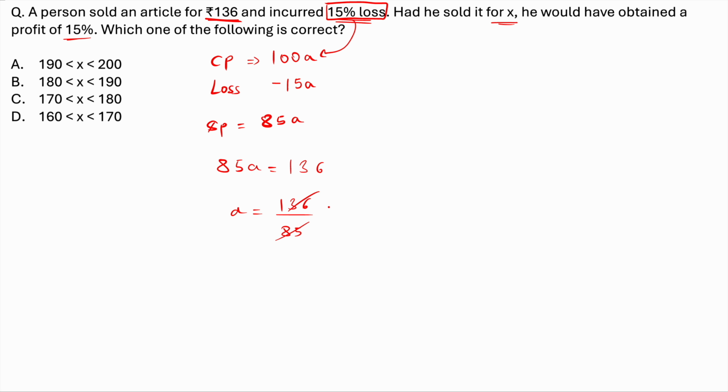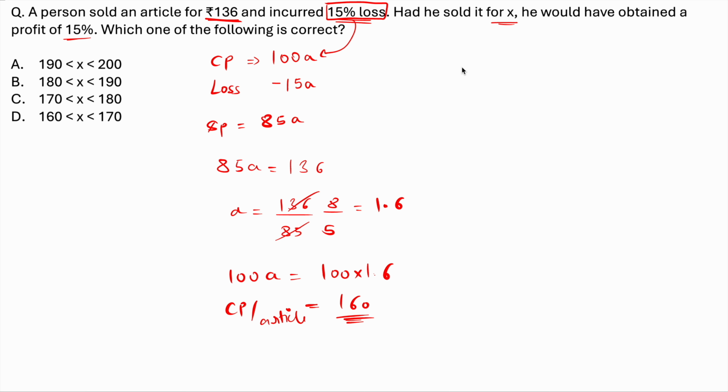Both are multiples of 17. So 17 8s are 136 and 17 5s are 85. 8 by 5 is the value of A. You can also take it as 1.6. So if A is 1.6, 100A will be 100 into 1.6, and that is 160 rupees. So the cost price of the article is worth 160 rupees.